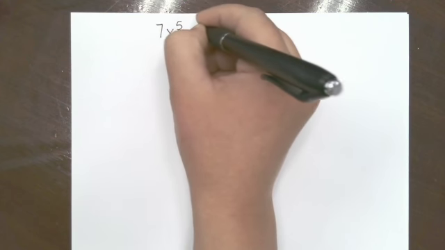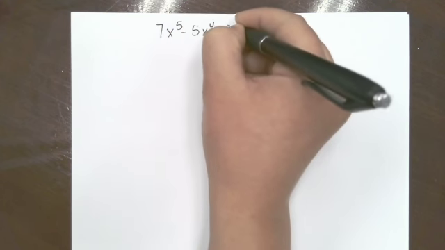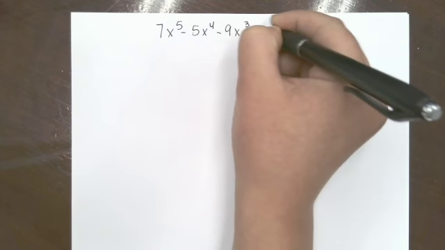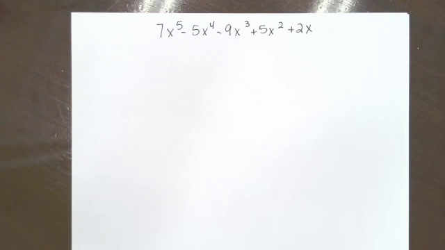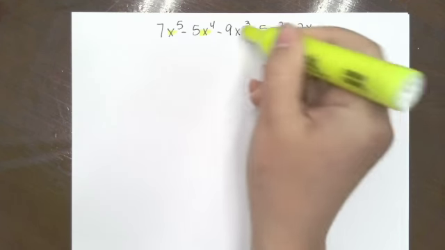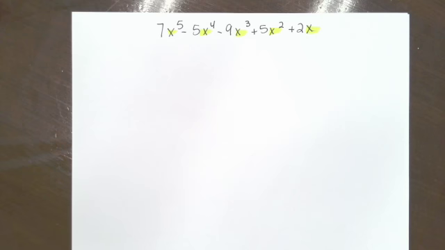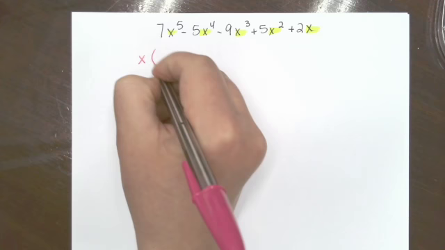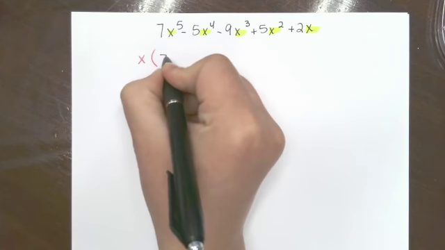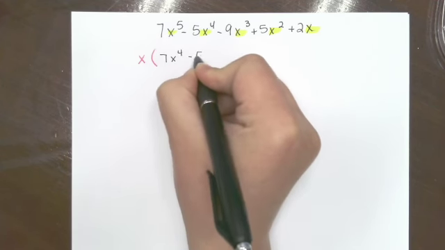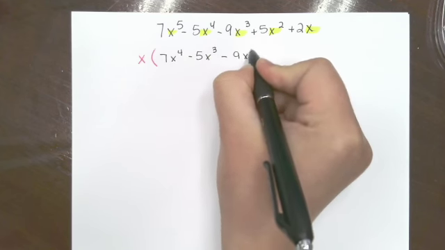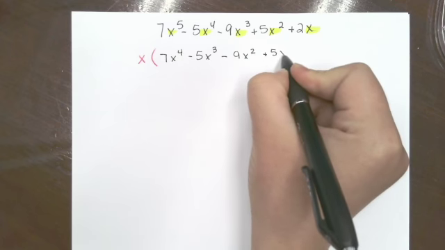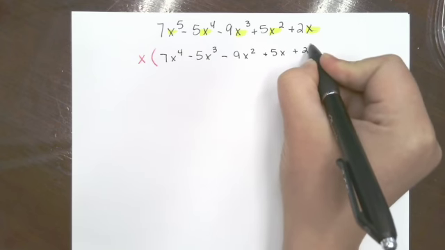7x to the 5th power minus 5x to the 4th power minus 9x cubed plus 5x squared plus 2x. And immediately when I wrote that out, I noticed that there's an x, an x, an x, an x, and an x. So I'm going to factor out that x. I'm going to pull that out. Left over, we have a 7x to the 4th minus 5x cubed minus 9x squared plus 5x plus 2.